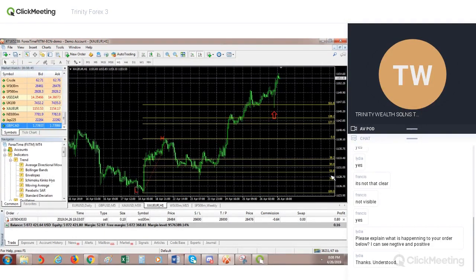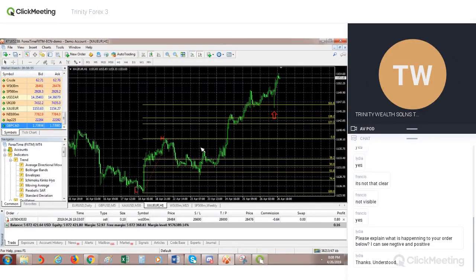It has generated these numbers. We have 38, 50, 61. So these are the Fibonacci ratios. They give us an indication of how deep the market is likely to come before it resumes the original trend.